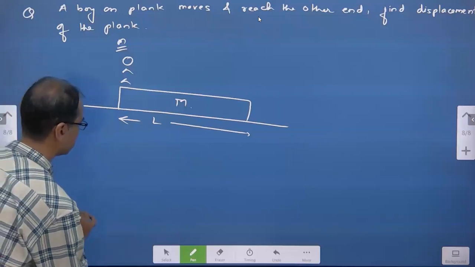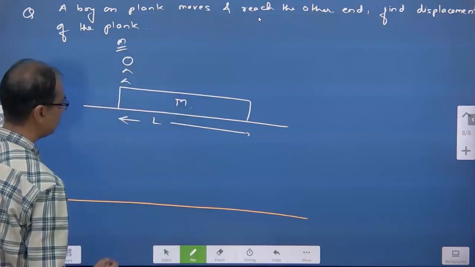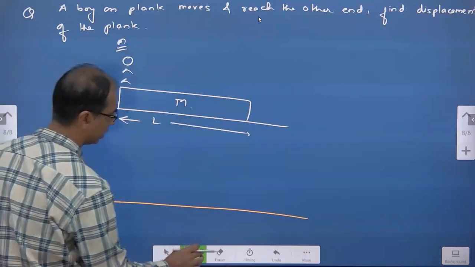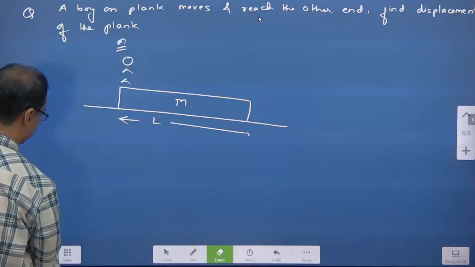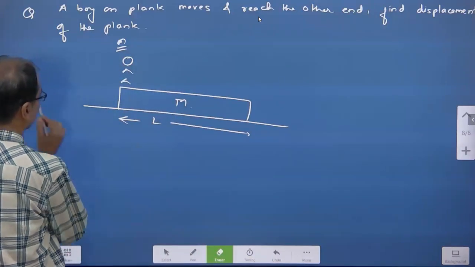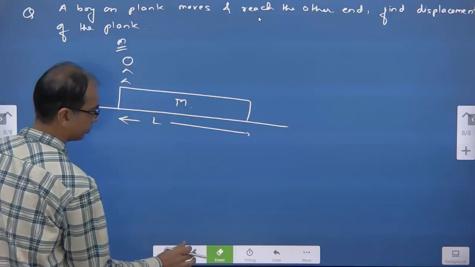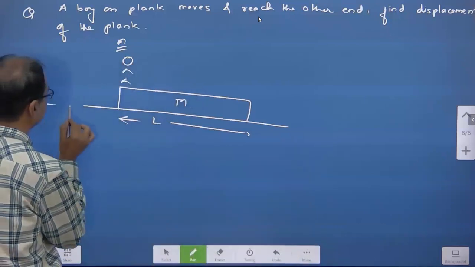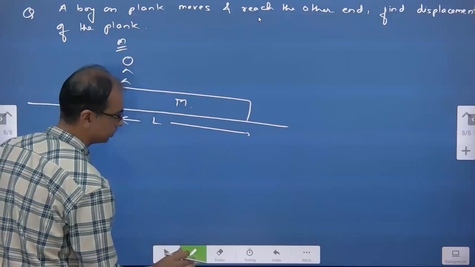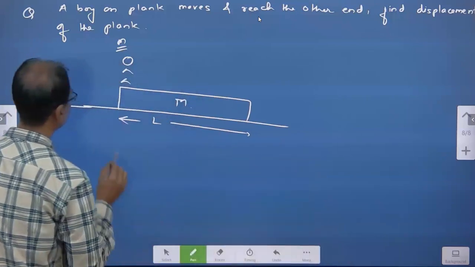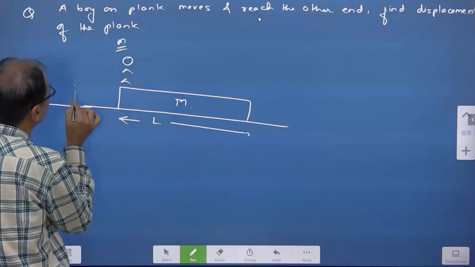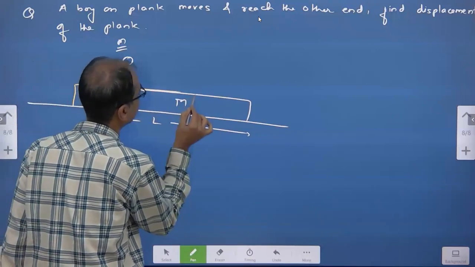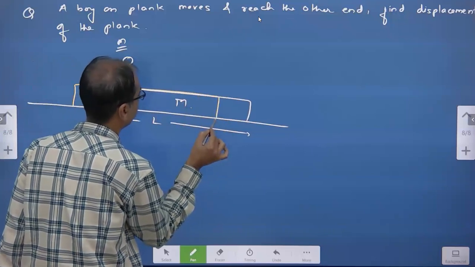So see what has happened basically. Now this plank, instead of making it separately, let me make it on that only. The plank has moved this side. Maybe this end has come over here. It's like this now.